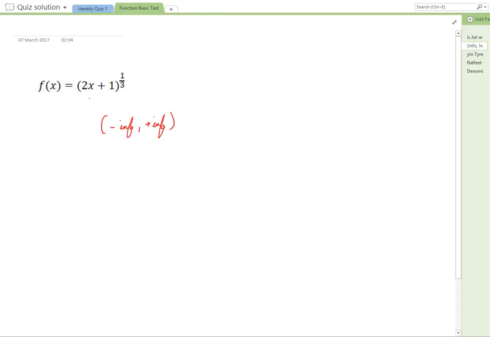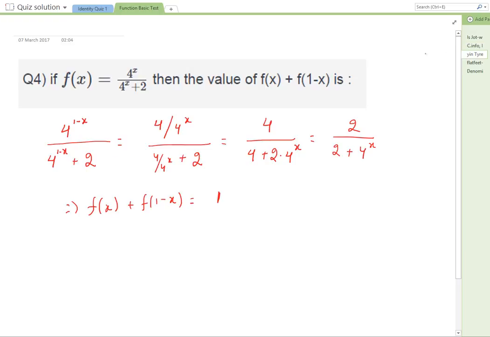So here, f(x) is (2x plus 1) raised to the power 1 by 3. There is no restriction on what values x can take. It can also be negative, and hence x can vary from minus infinity to plus infinity. You can also write infinity as this symbol, so I'm just writing it here in case you come across it. So this can be from minus infinity to plus infinity.